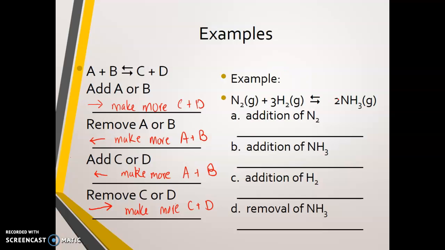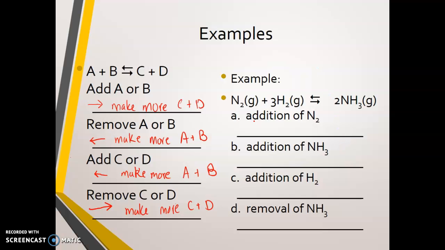So I'd like you to try this second example on your own. Go ahead and pause the video and see if you can figure out which direction the reaction is going to shift.